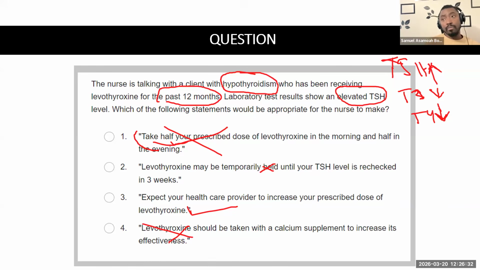I'm teaching you how to approach a question, okay? So if genuinely you don't know, don't force yourself to know. There are some people who can force themselves and know everything.